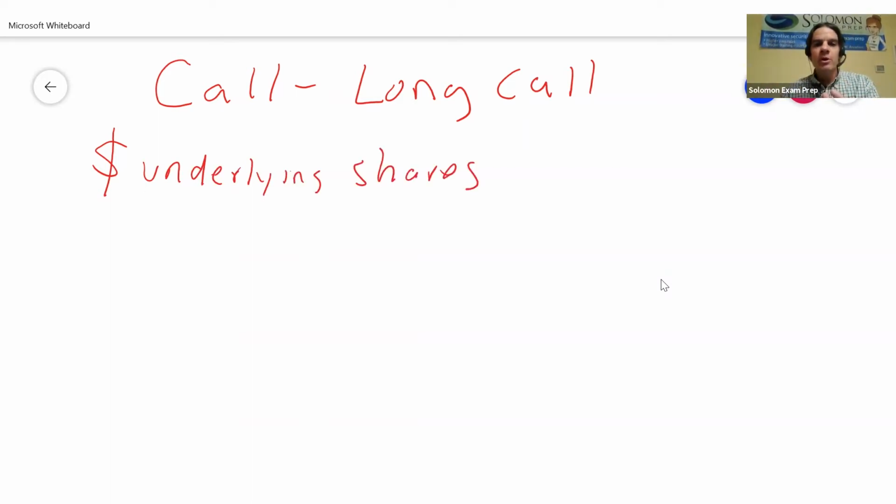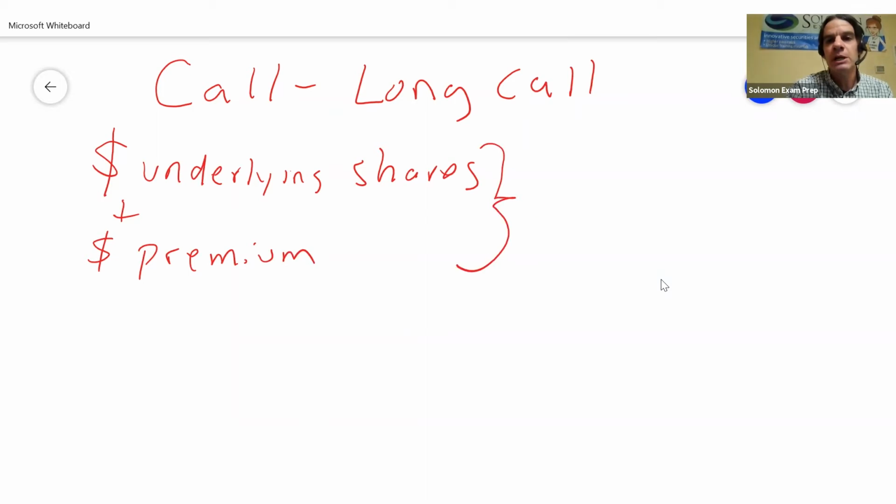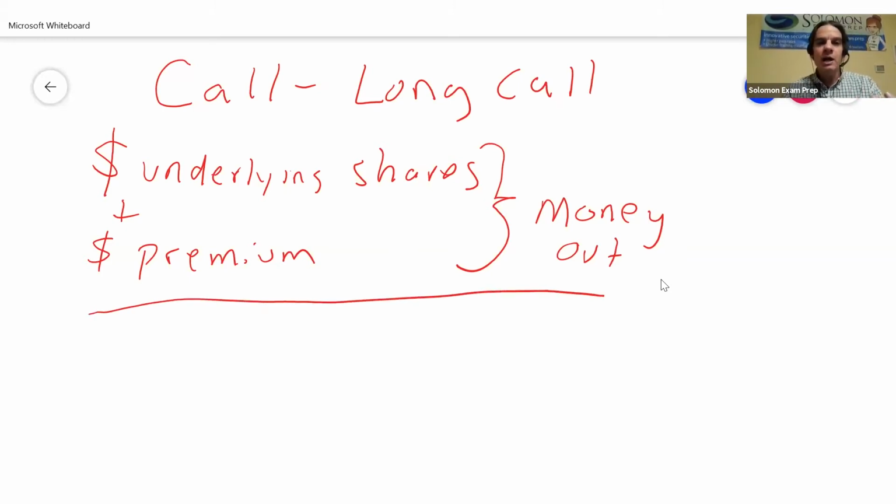Then you also have to remember that in order to buy the option in the first place, they have to pay a premium. So you would also add the price of the premium, the amount that they paid to buy the option. These two things represent money out. This is money that they've spent, money that's come out of their own pocket, if you want to look at it that way. Now, they exercise the call option when the price of the underlying security goes above the strike price on the call option.